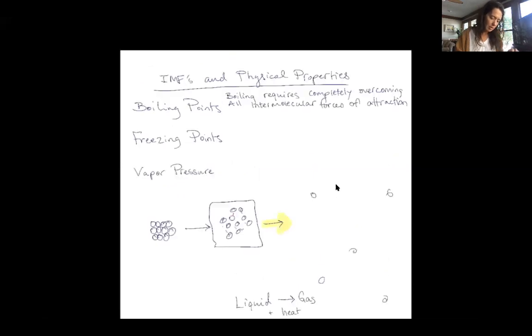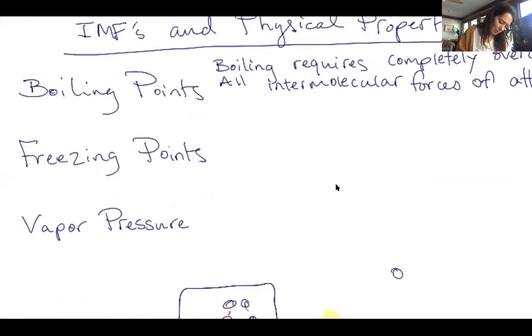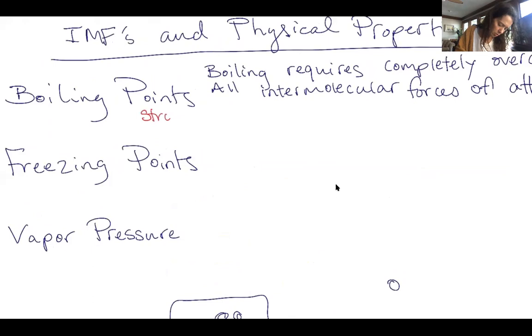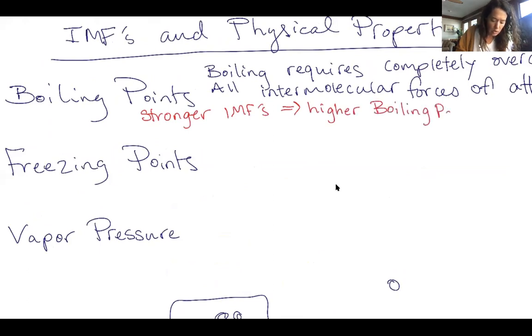So what does that mean? Well, that means this. The stronger the IMFs, the higher the boiling points. More heat has to be added to overcome those intermolecular forces. So we have higher boiling temperatures. Okay, I'm going to leave it at that.